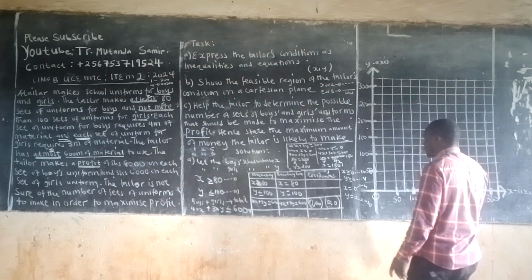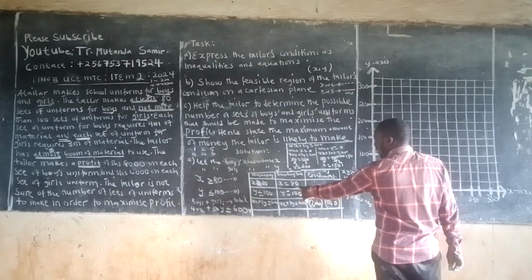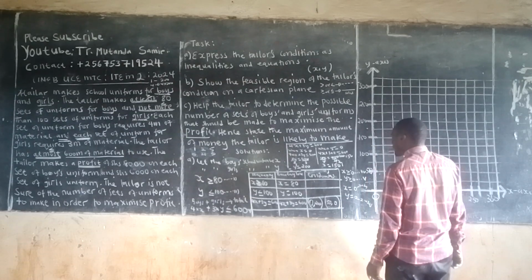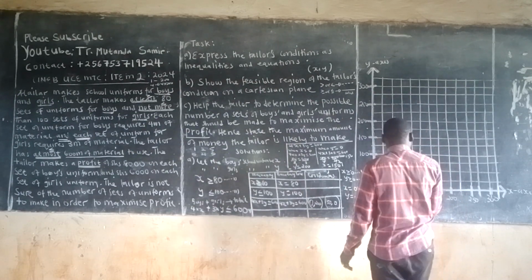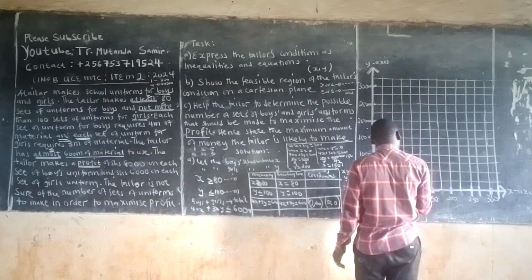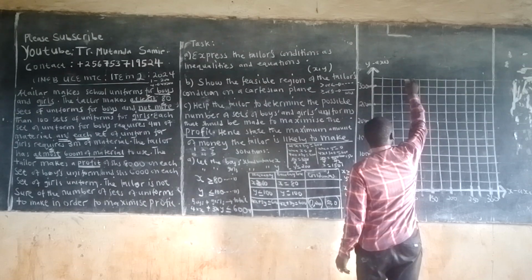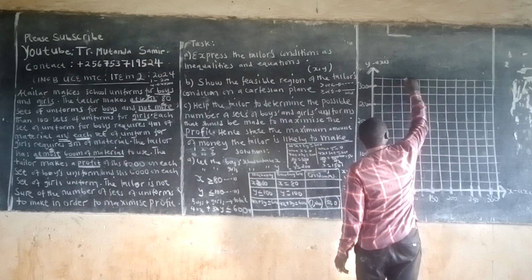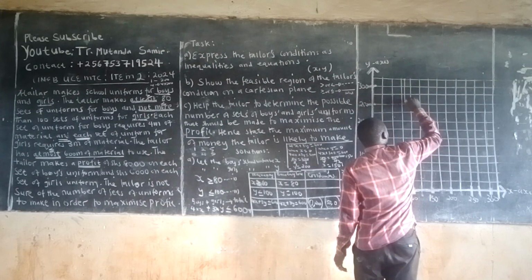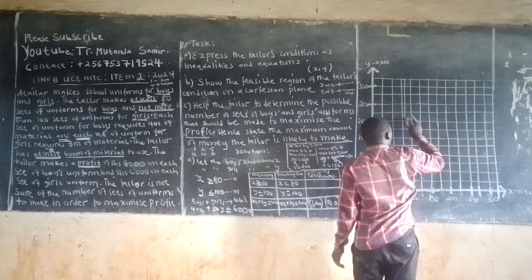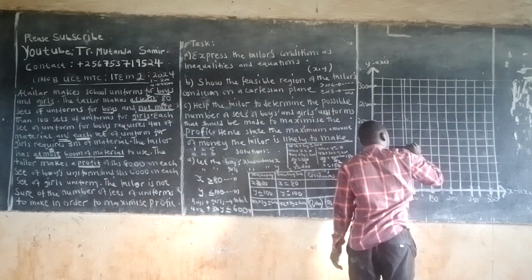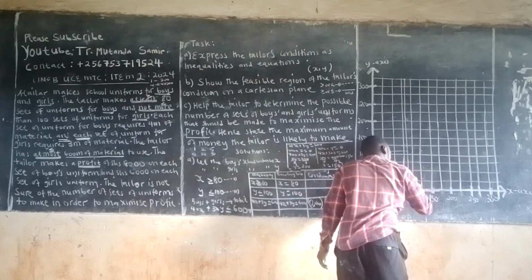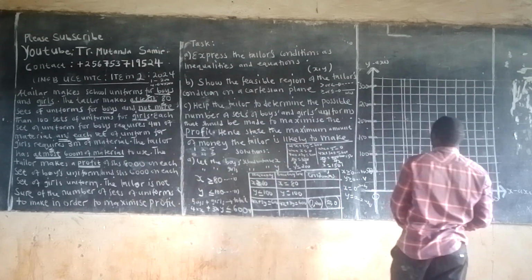So what you do, you can now get your ruler. Remember, this will be a solid line. So you get your ruler, and it will be reasonably there. Get your ruler and draw that line.